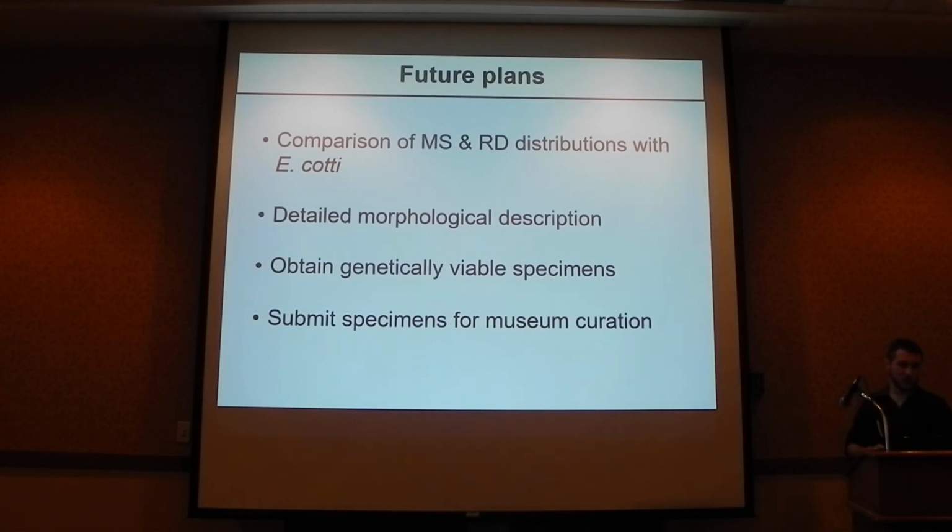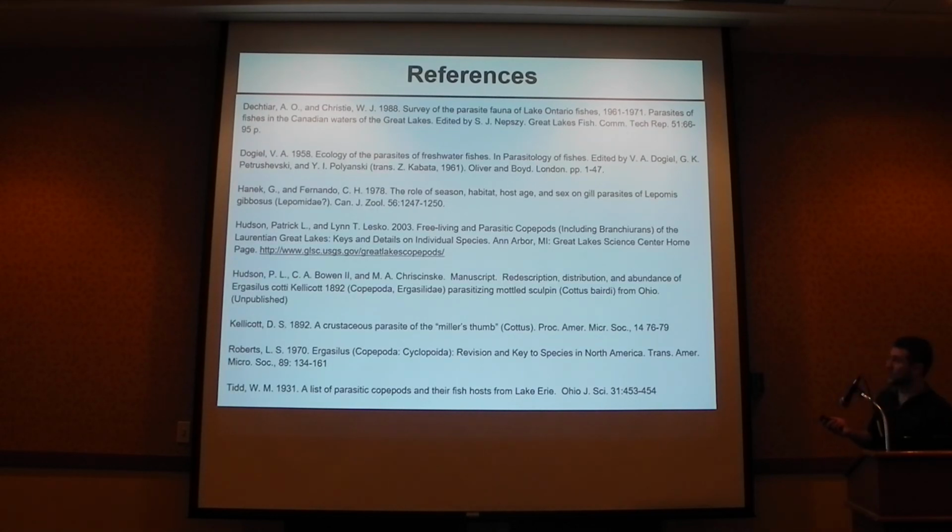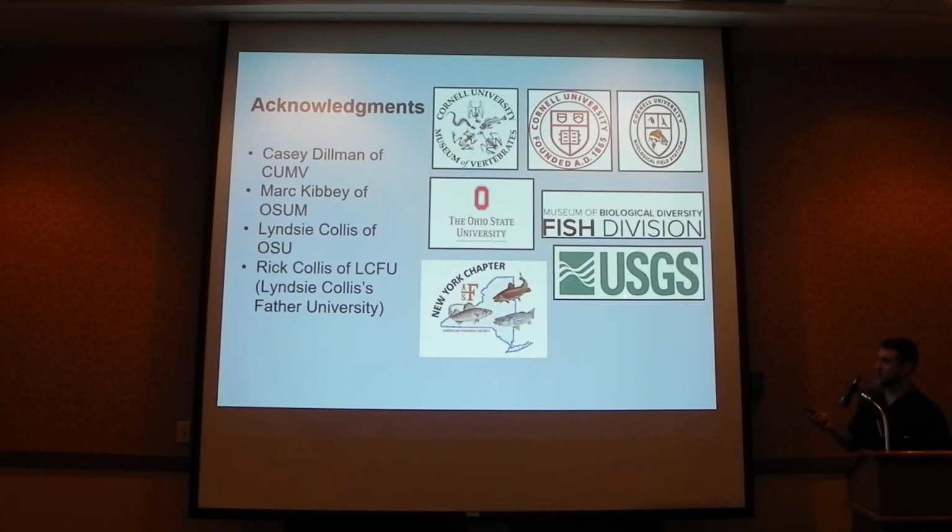So future plans are to compare mottled Sculpin and rainbow darter distributions and how they relate to each other, the detailed morphological description I mentioned, and obtain genetically viable specimens. I haven't been able to get my hands on any of those yet, but hopefully soon, and then submit the specimens for future curation. There's a reference list, and then the acknowledgements, and thank you all.